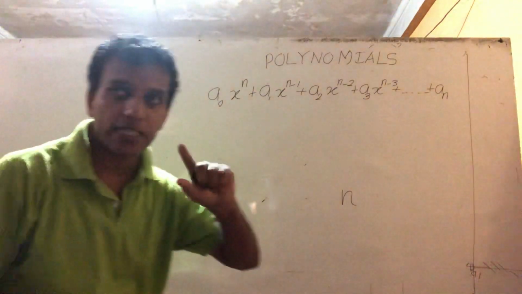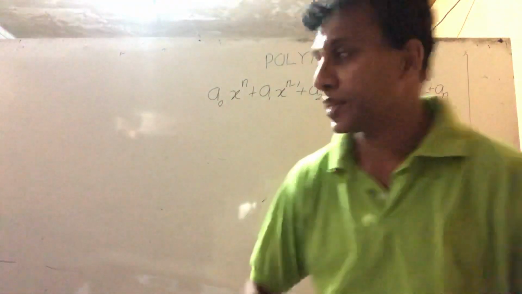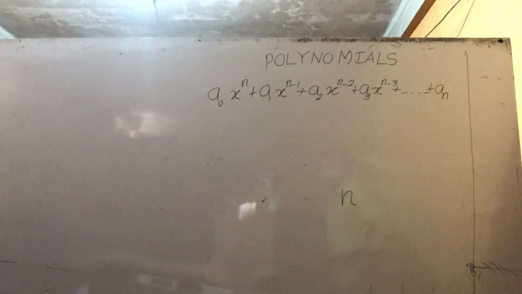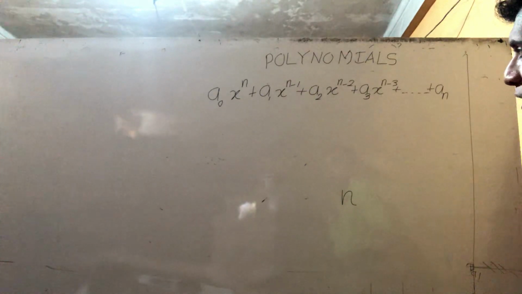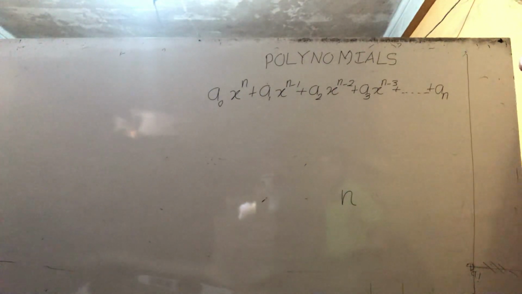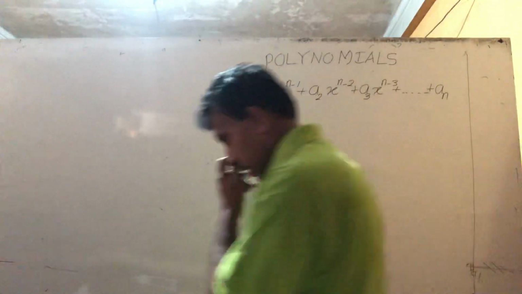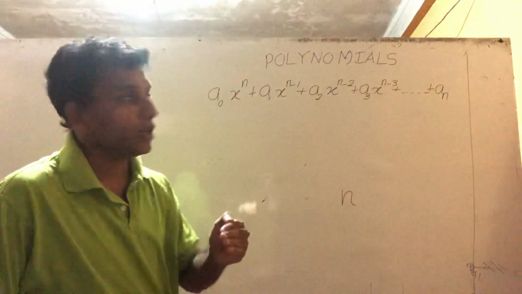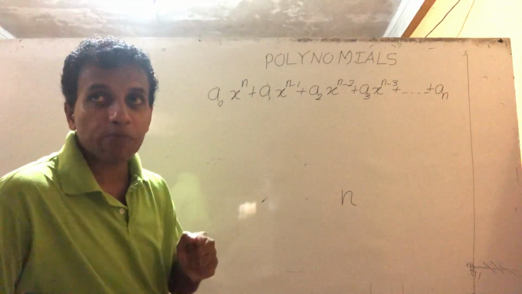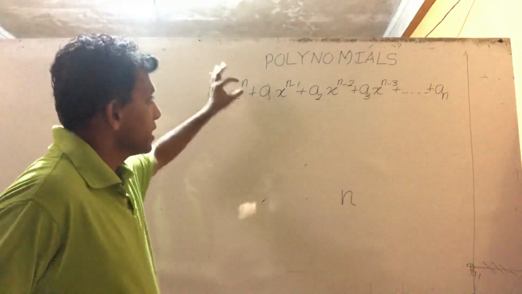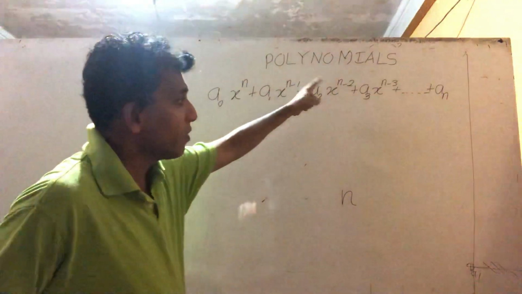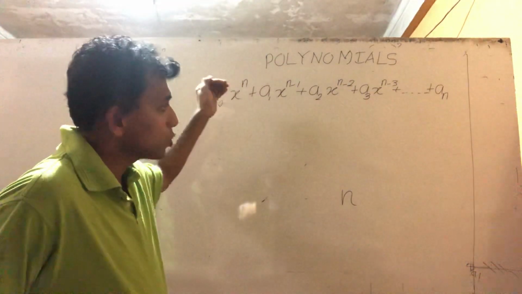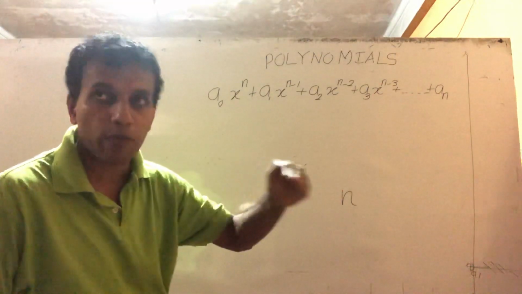So copy this pattern, the general form of a polynomial: a naught x to the power n plus a1 x to the power n minus 1 plus a2 x to the power n minus 2 and so on, right? This is the pattern of how we show polynomials when writing. See what happened to the power of x: here n, here one less, here one less, one less. It should be in descending order, from the largest power. It's the method of writing the polynomial.